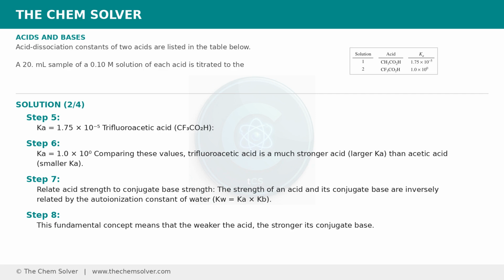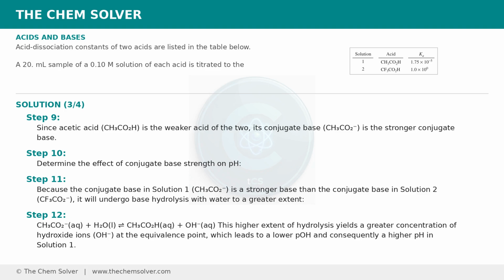Relate acid strength to conjugate base strength. The strength of an acid and its conjugate base are inversely related by the autoionization constant of water, Kw equals Ka times Kb. This fundamental concept means that the weaker the acid, the stronger its conjugate base. Since acetic acid, CH3CO2H, is the weaker acid of the two, its conjugate base, CH3CO2⁻, is the stronger conjugate base.